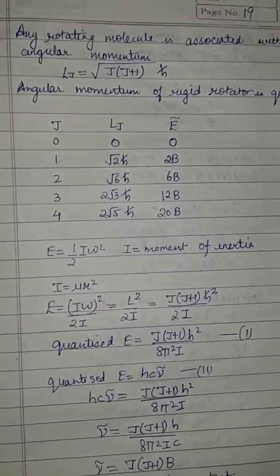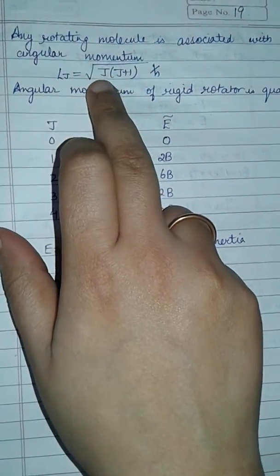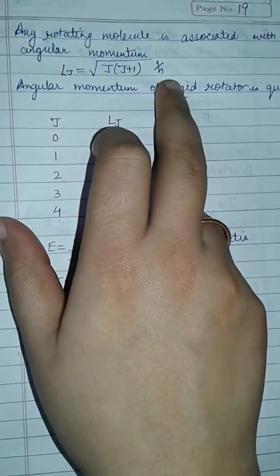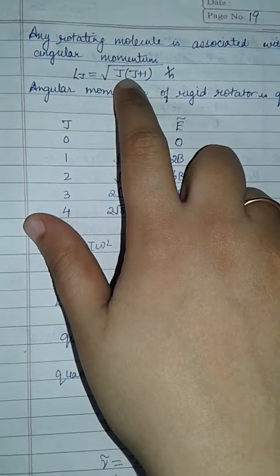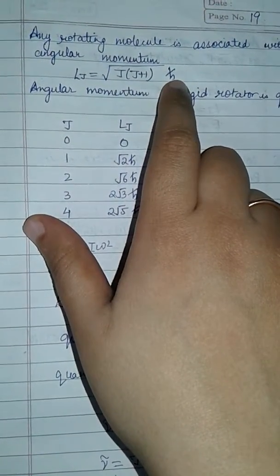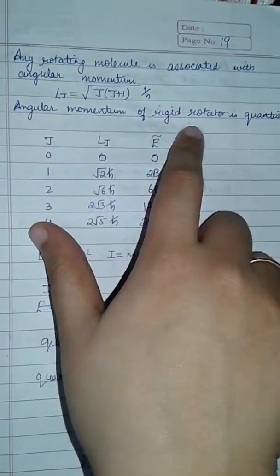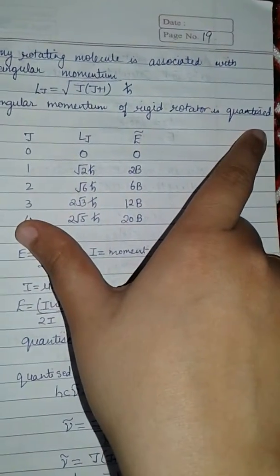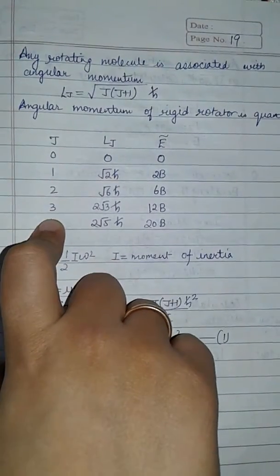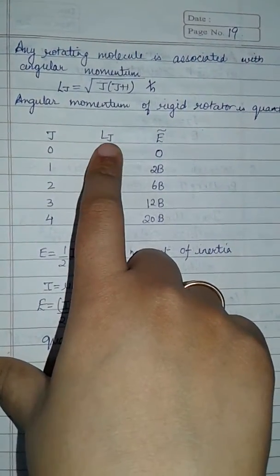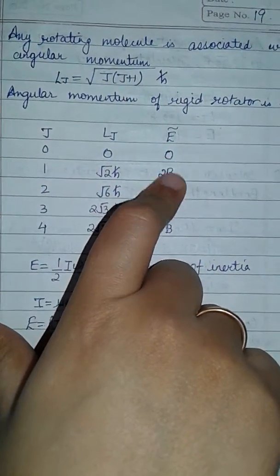Now any rotating molecule is associated with angular momentum, and it is given by the formula under root of J into J plus 1 H cross, where J is the rotational quantum number and H cross is H by 2 pi, and the angular momentum of a rigid rotator is always quantized. Now for the quantum number J, 0, 1, 2, 3 and 4, these are the values of angular momentum if we solve according to this formula, and energy will be accordingly this.